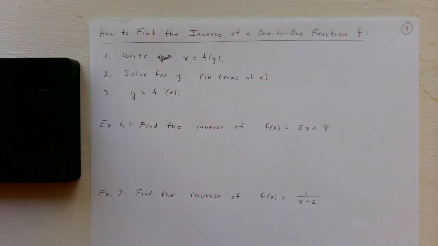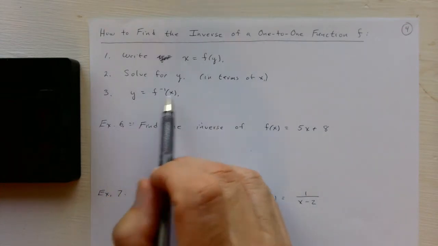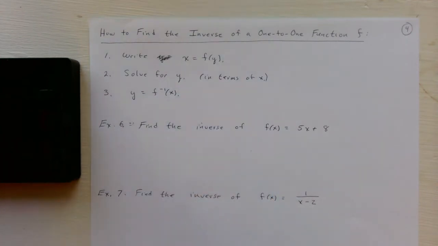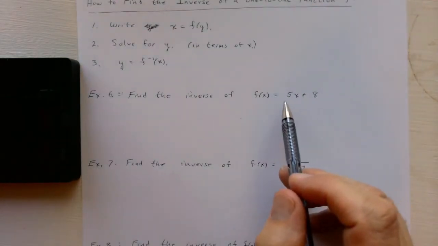You're not going to solve for y and get y equals 5. You're going to get maybe something like 3x plus 1. And then when you have that, the x part now becomes f inverse of x. As soon as you solve this and you get y equals some expression, that expression is f inverse. So the first and third steps are the easy ones, and the middle step is where you do all the work.